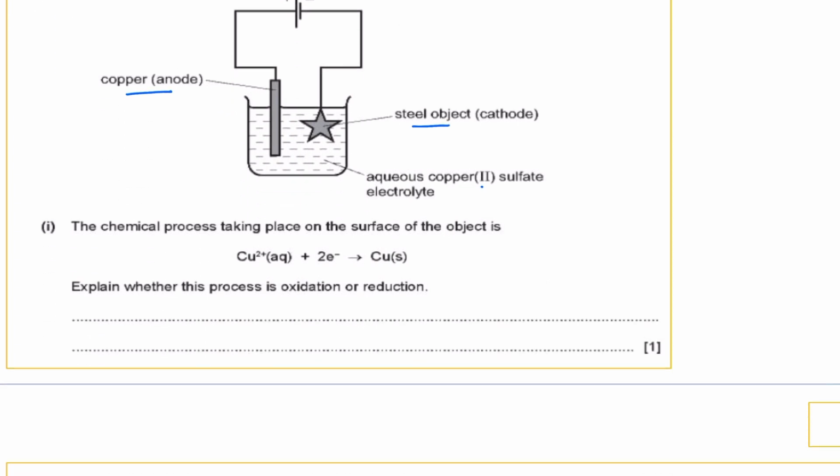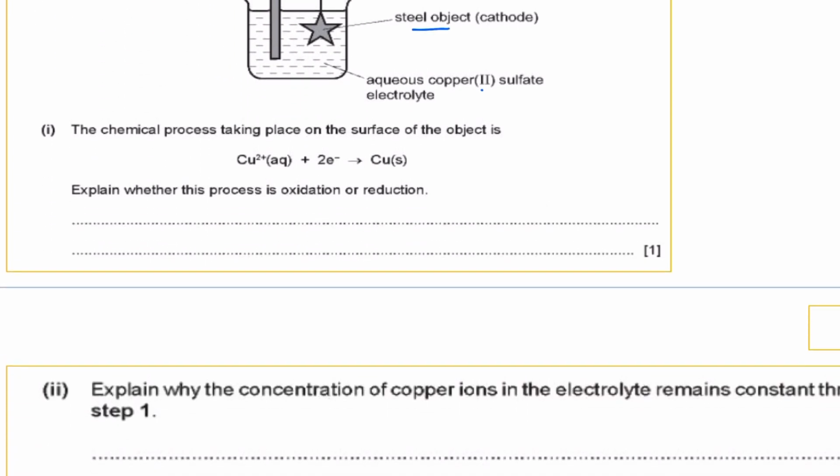The chemical process taking place on the surface of the object is copper ions gaining 2 electrons and turning into copper metal. Explain whether this is oxidation or reduction. Well, you've got 2 plus going to 0 in oxidation state. That is a decrease, therefore it is reduction.